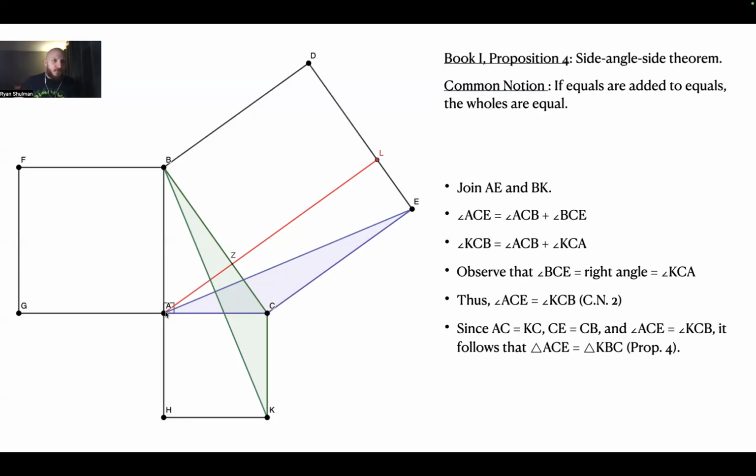And then we're going to invoke side angle side once again to show that these triangles are the same. So AC by construction is equal to KC. Side CE is equal to side CB by construction. And then the respective angles between those sides in each triangle, which we just showed, angle ACE and KCB, are equal. So by side angle side, once again, the purple triangle and the green triangle are congruent.